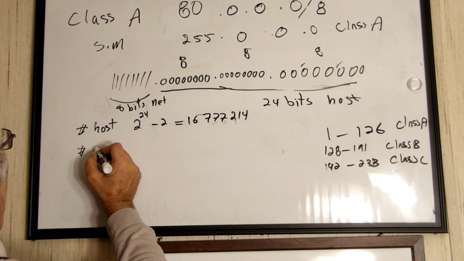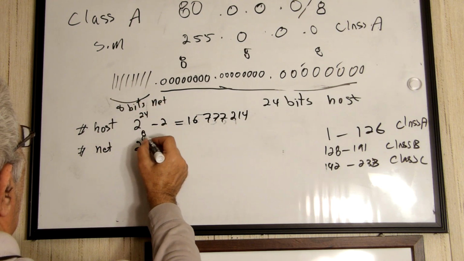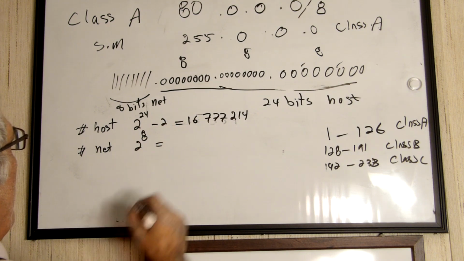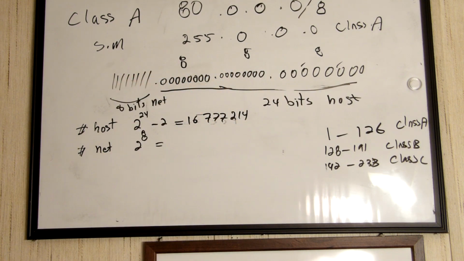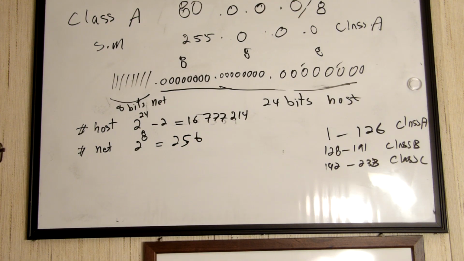The number of networks is 2 to the power of 8. See, we add all these together is going to be 32, because there are 32 bits. And 256, the networks.